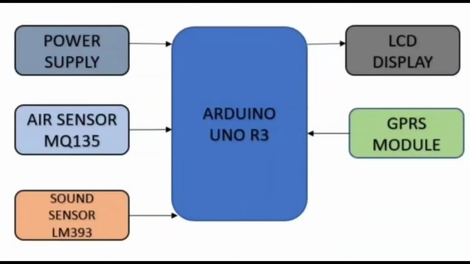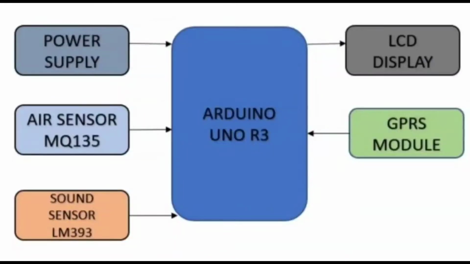Next, a sound sensor LM393 is connected to the Arduino. It detects the sound which is between 0 to 1 decibels. Next, we have an LCD display which shows whether the air sensor and the sound sensor is detected. And in the last, we have a GPRS module which helps in connecting the Arduino to the Things network.